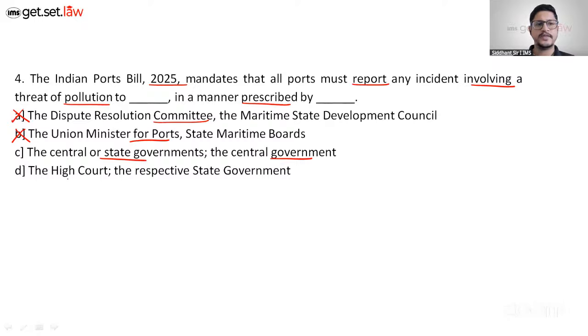It says threat of pollution to the High Court. Now that is where the appeal could be made. So that's why D can't be the answer. We'll go with only option C. Okay. So let's take up the last one.